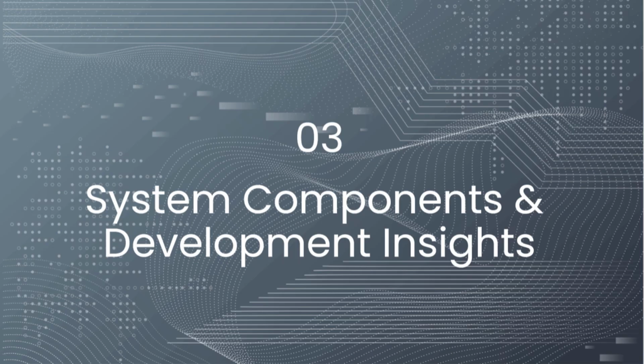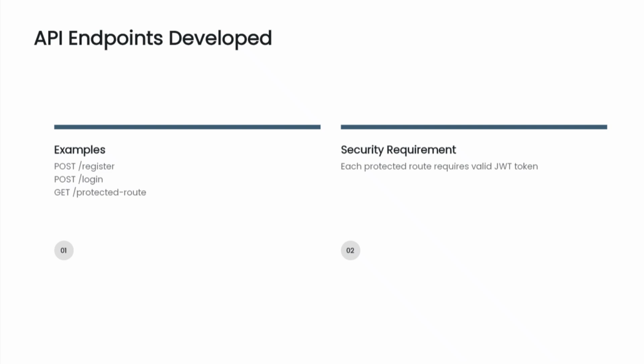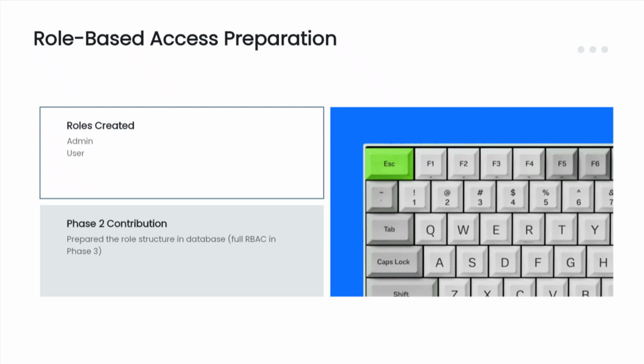System components and development insights. During phase 2, we developed three primary API endpoints. POST register handles new user sign-up. POST login handles authentication and token generation. GET protected route is an example of a secured endpoint that requires a valid JWT token to access. The last one is key, where every sensitive operation in our system is behind a token check. No token, no access.